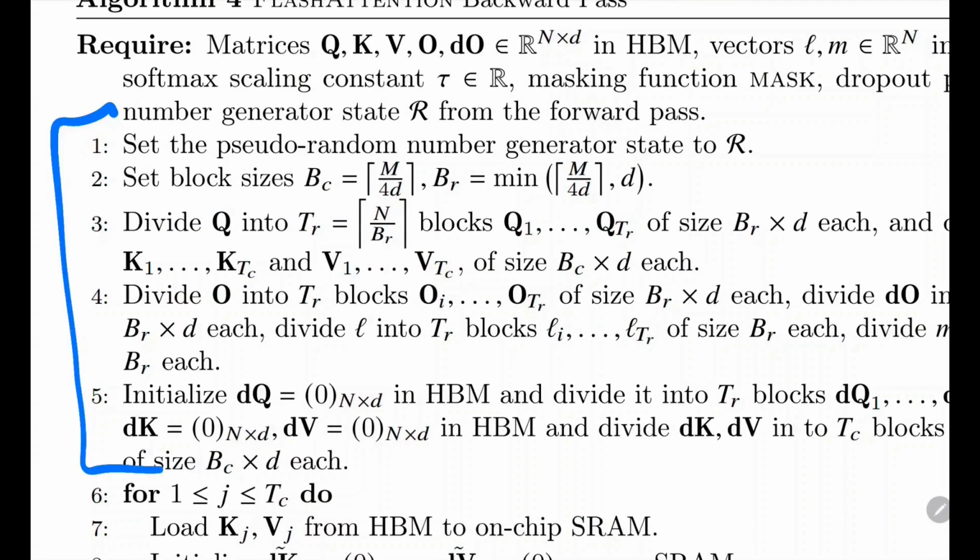Now steps 1 to 5 are about setup. We initialize the RNG to the same state as used in the forward pass. This is important because we want to reproduce the exact dropout mask that was applied during the forward pass. This ensures that the gradient computation is consistent with the elements that were actually dropped.